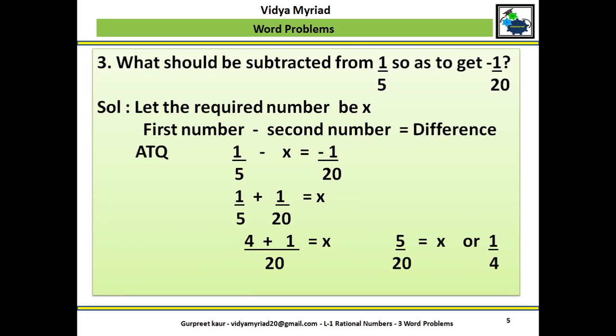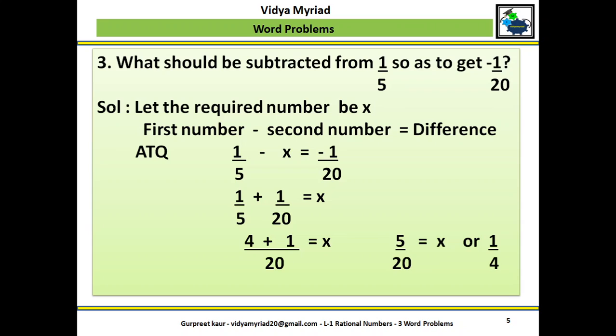Next example, what should be subtracted from 1 upon 5 so as to get minus 1 upon 20. Now be careful here, this question is of subtraction. So first of all, assume the required number as x. But now you have to see whether the given number 1 upon 5 you should write as the first number or as the second number. According to the question, it is given from 1 upon 5.